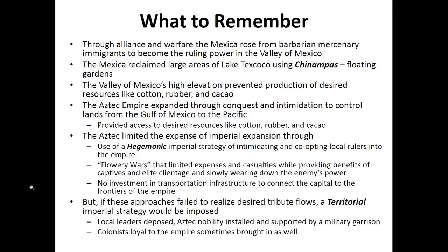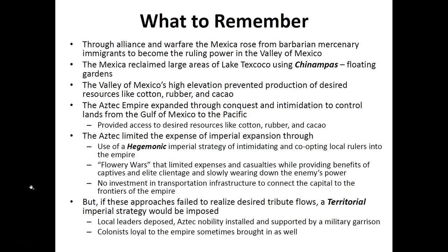So what to remember? Through alliance and warfare, the Mexica rose from barbarian mercenary immigrants to become the ruling power in the Valley of Mexico. The Mexica reclaimed large areas of Lake Texcoco using chinampas, floating gardens, in order to expand the size of the island in the middle of Lake Texcoco where they settled. The Valley of Mexico's high elevation prevented the production of certain desired resources, like cotton, rubber, and cacao, and rather than obtaining them at great cost through trade, the Aztec Empire expanded through conquest and intimidation to control lands that provided access to these desired resources.